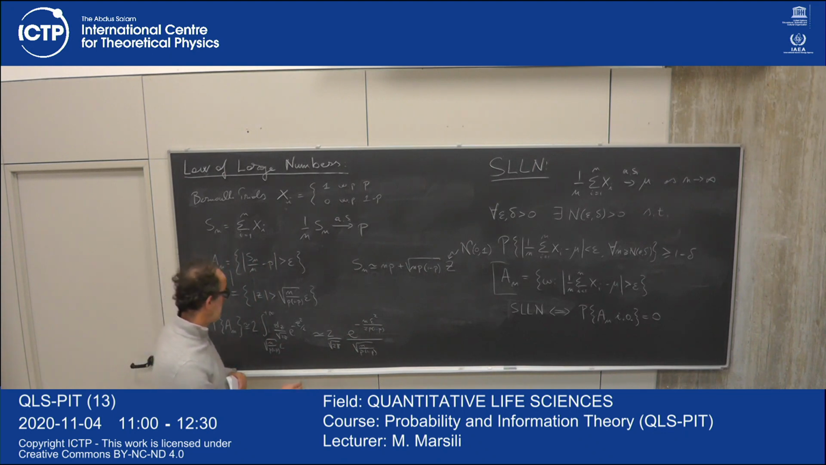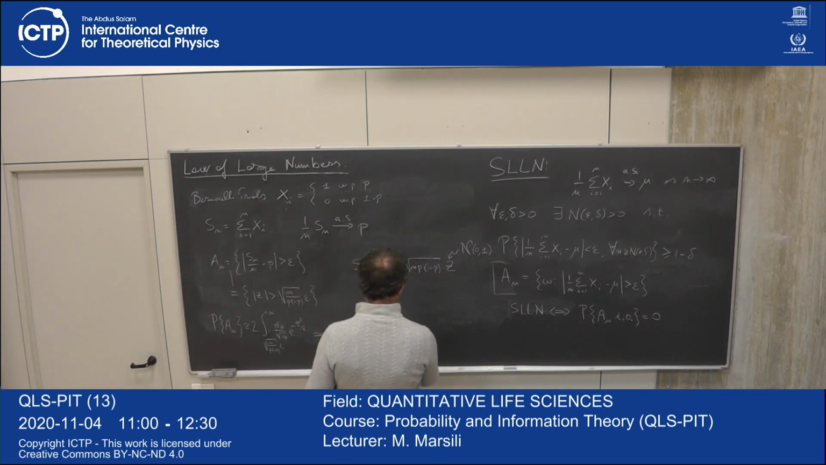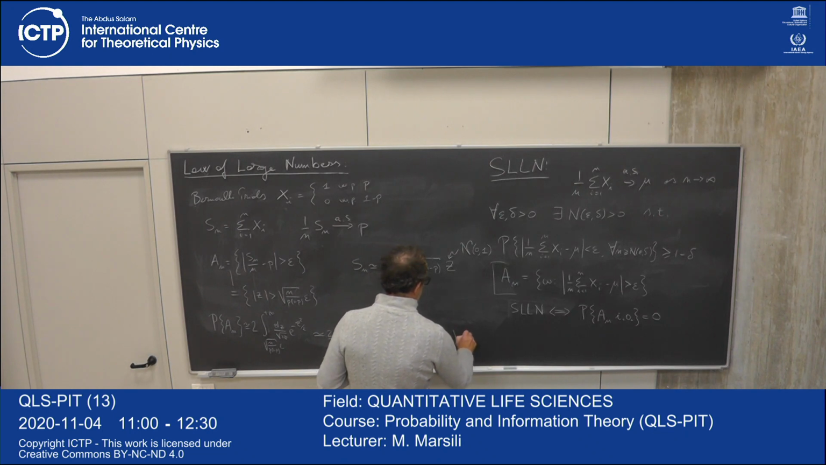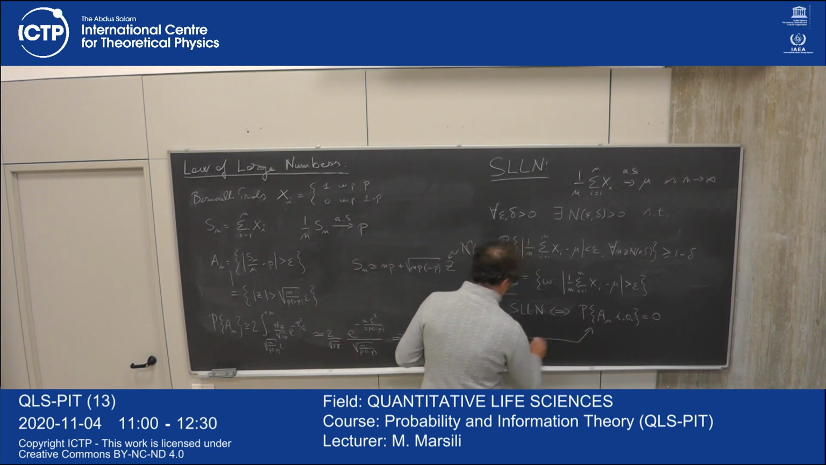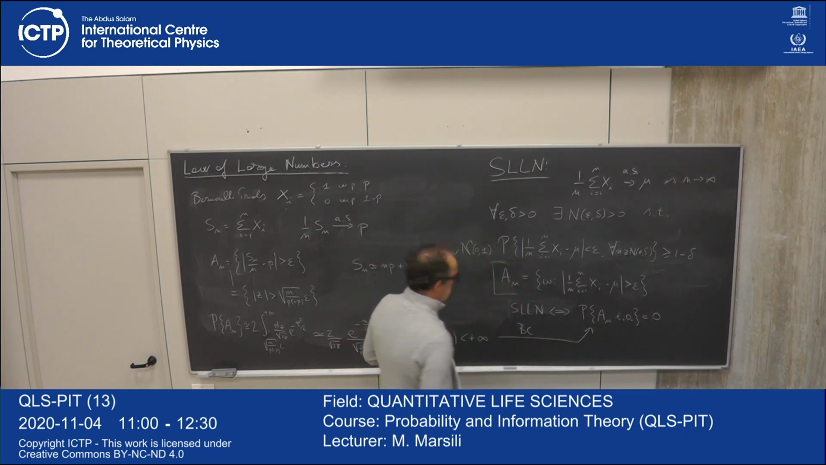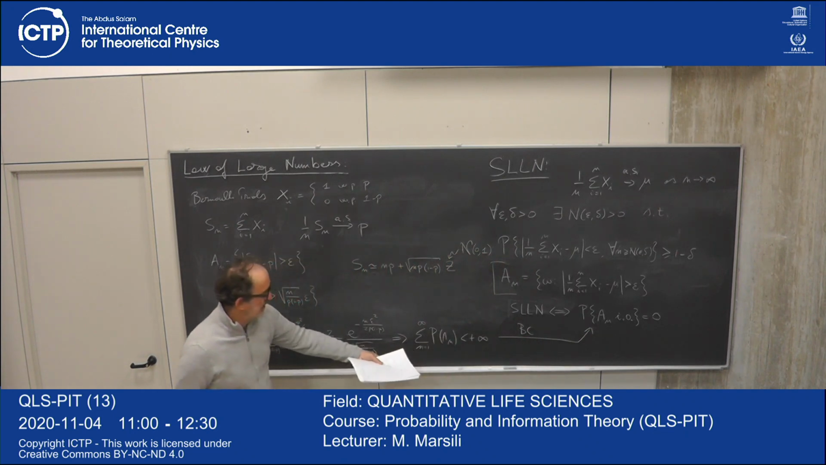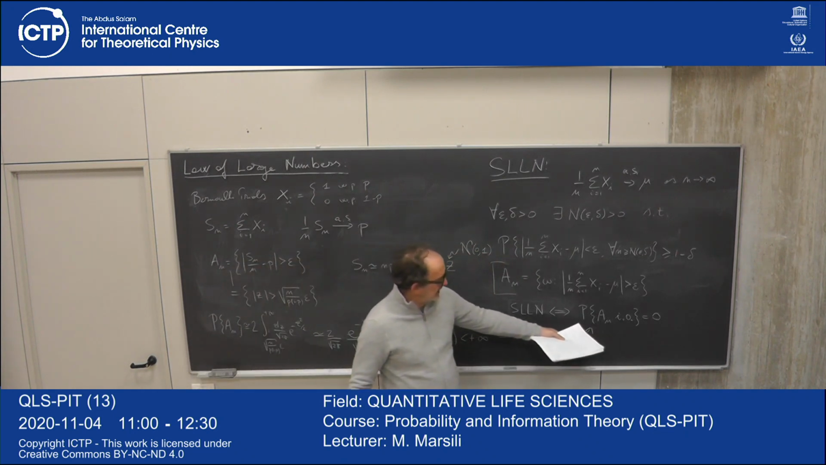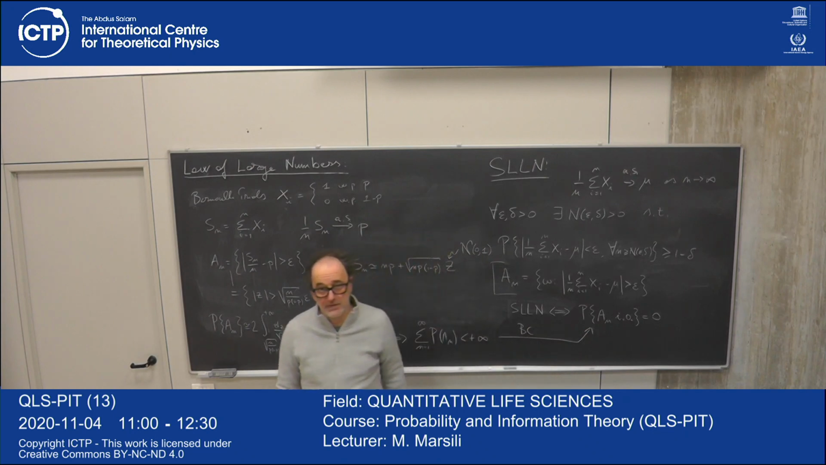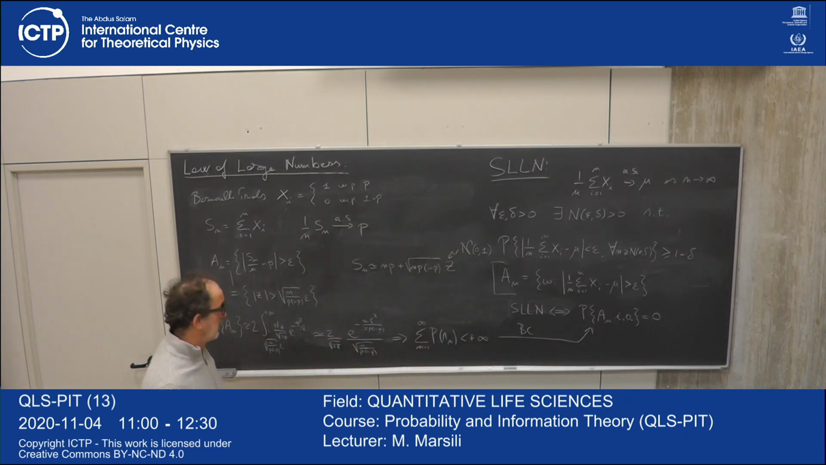This means that the sum over n from 1 to infinity of the probability of An is finite. And then the Borel-Cantelli lemma ensures that if this is true, then the probability that An will occur infinitely often is equal to 0.